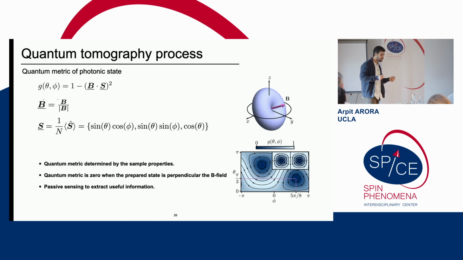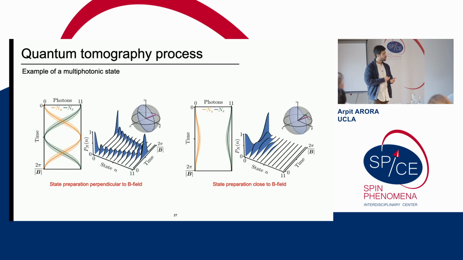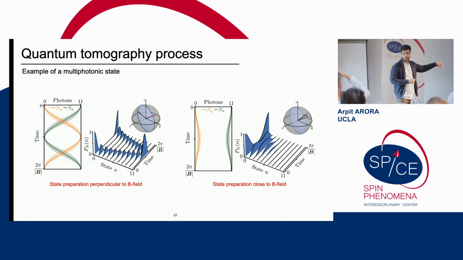Now, the point is that we are now passively able to extract the sample information by performing measurements over these photonic states. Here is a little more realistic result. Let's say we prepare a multi-photonic state, and the state is prepared perpendicular to the B vector. The photon population goes across the cavities, it just oscillates between the two cavities. When we perform a measurement on the probability of these photonic states, we find that a multi-photonic state will show one big peak in the middle.